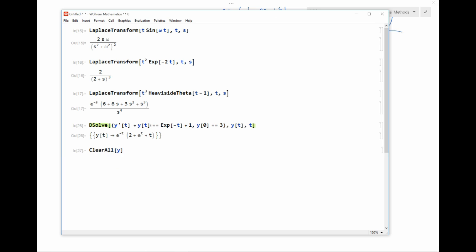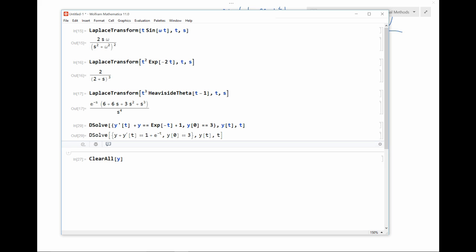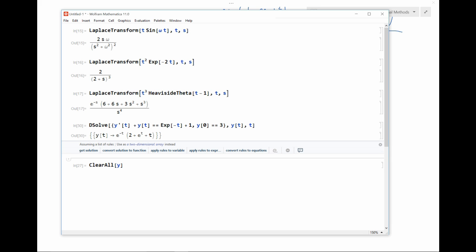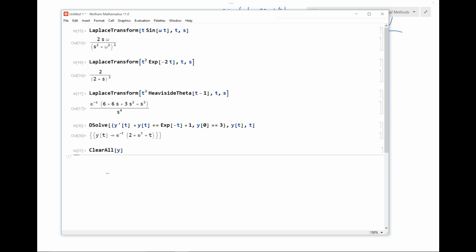Make sure you specify that y is a function of t, because if you forget to do that, Mathematica doesn't know what to do again, and so it won't solve your equation. Sometimes it will complain, sometimes it just fails. So if something like that happens to you, it means that somewhere you just didn't give Mathematica the right information. Alright, let's use the Laplace transform.